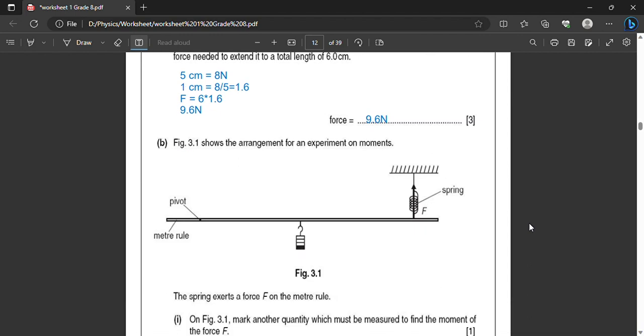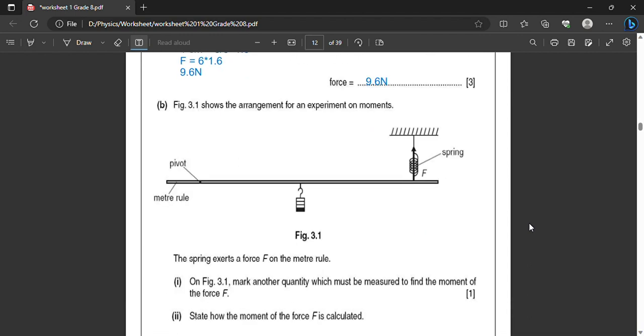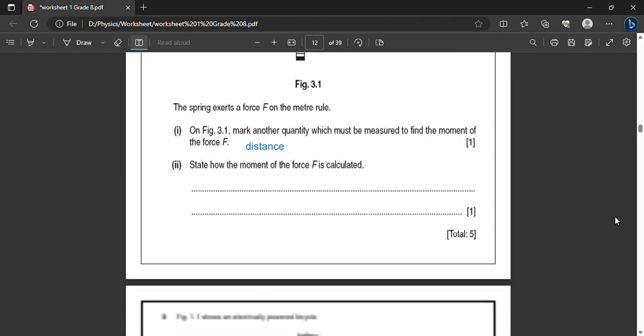The next thing is telling the arrangement of an experiment on moments. So the spring exerts a force on a meter rule. On figure 3.1, mark another quantity which must be measured to find the moment of the force F. Just write distance, because they already give the force, and so the quantity left to find is the distance.